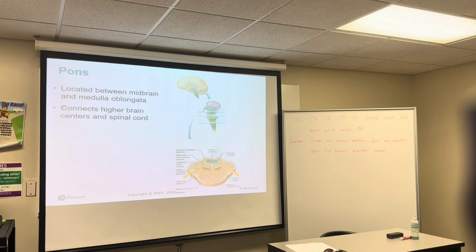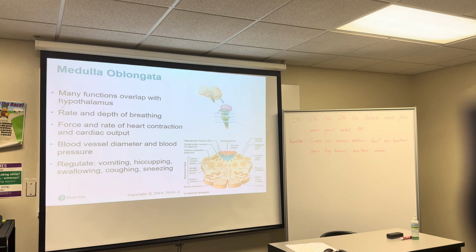Then the pons, which means bridge, is located between the midbrain and the medulla oblongata and connects the higher brain centers and the spinal cord. And then the medulla oblongata, with many functions overlapping with the hypothalamus: rate and depth of breathing, force and rate of heart contraction and cardiac output, blood vessel diameter and blood pressure, and regulating vomiting, hiccuping, swallowing, coughing, sneezing, all these reflexes, right?